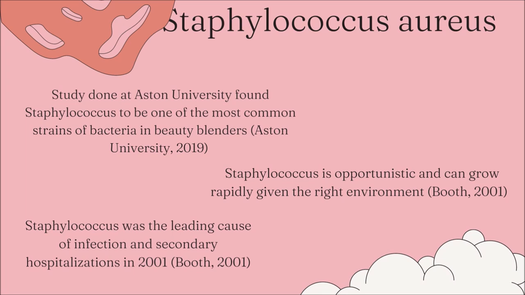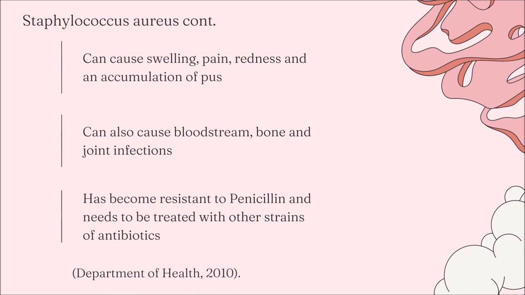Staphylococcus bacteria is opportunistic and can grow rapidly given the right environment. In 2001, Booth conducted a study and found that Staphylococcus was among the leading causes of infection and secondary hospitalizations. Staphylococcus aureus can cause swelling, pain, redness, and an accumulation of pus. It can also cause bloodstream, bone, and joint infections. It has become resistant to many kinds of penicillin and needs to be treated with other strains of antibiotics.